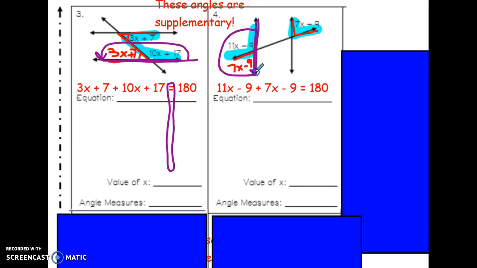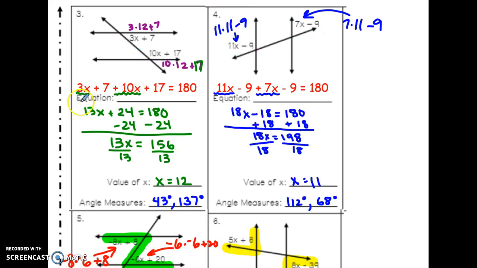So these two are going to be supplementary. They form a half circle together. So again, this stuff adds up to equal 180. This is where you can go ahead and hit pause, solve the problem, and then come back and check your work. Okay, if you combine like terms and then start solving, you should get x equals 12.